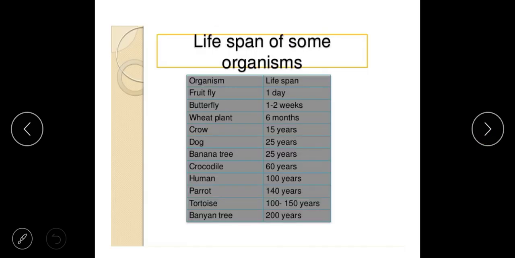A chart has been shown where the lifespans of different organisms are given. Here I just want to quote the lifespan of human beings. It is shown as 100 years, but now it has gone down to 60 to 70 years.